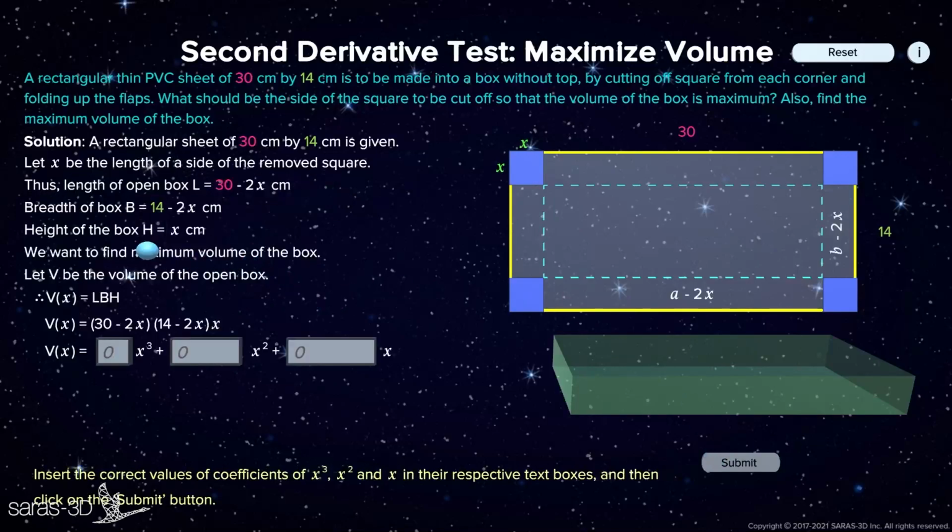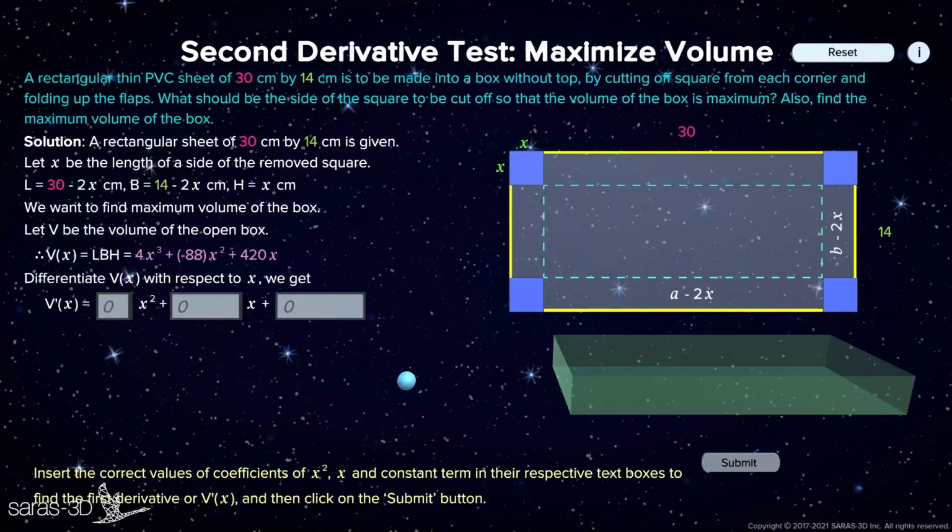So now we want to find the maximum volume of the box, correct? So let us suppose that V be the volume of the open box. Now how do we calculate the volume? By multiplying length, breadth and height, right? So this is length, this is breadth and this is height. If you multiply all of these values, then this will become 4x cube minus 88x square, and the last one will be 30 times 14, that is 420x. So now we have to differentiate this with respect to x.